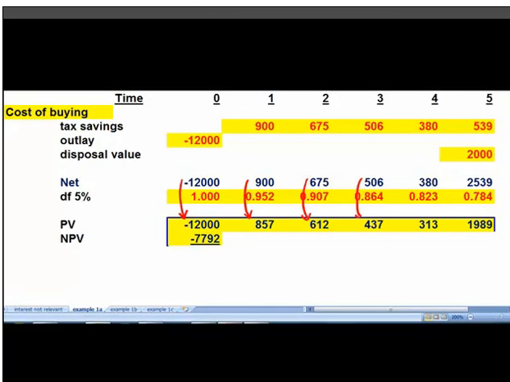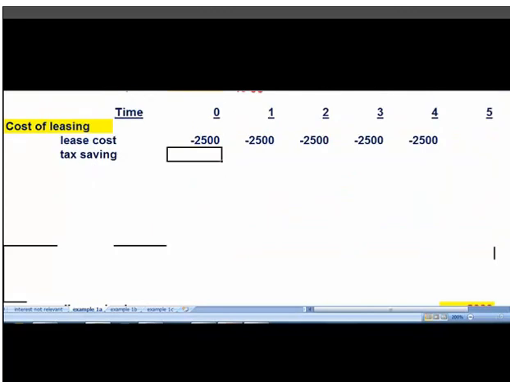The lease cash flows are more straightforward. You've got 5 payments. They're in advance, so they start at time 0, the beginning of the first year, and they end at time 4, which is the beginning of the 5th year. These payments are made at the beginning of the year, but we put a tax return in at the end of the year.